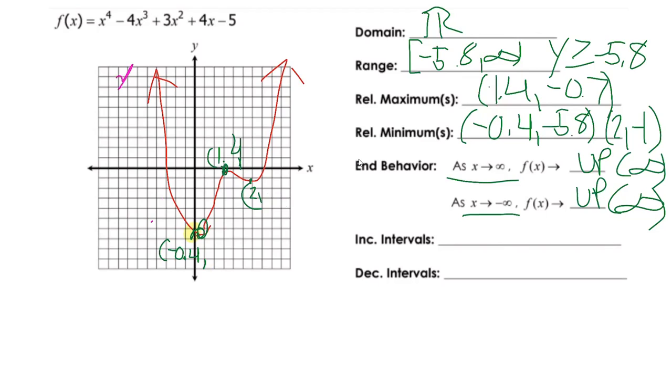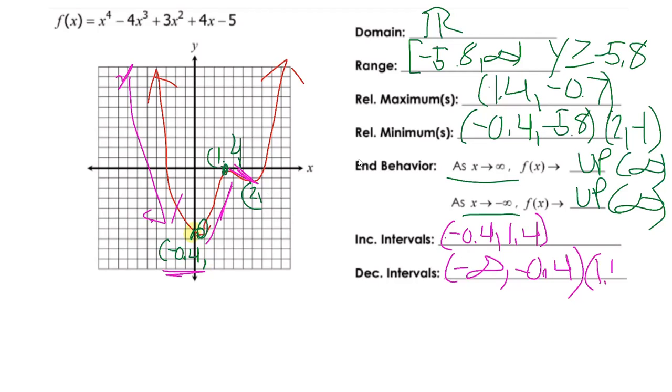So in terms of x values from negative infinity to this x value, negative 0.4, it's decreasing. But then from negative 0.4 to that 1.4, it's increasing. But then from 1.4 to 2, it decreases again. Sorry, I wrote really big. Hopefully I can squeeze this in. And then from 2 onwards, it goes up. And you should notice these intervals always continue one after the other.